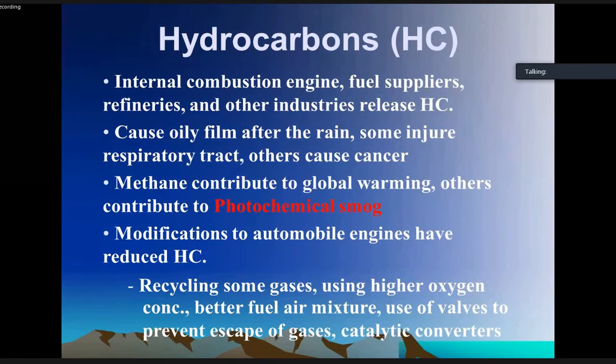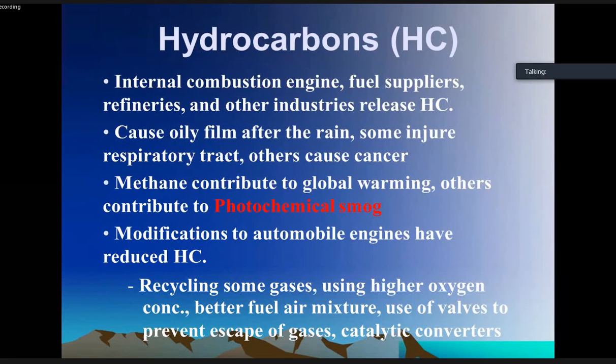Other air pollutants are the hydrocarbons, which result from internal combustion engines, fuel suppliers, refineries, and other industries, and they cause oily films. Because they are in the atmosphere, when there is rain, these hydrocarbons or oils come down to us and cause oily films after the rain. Some injure the respiratory tract, others cause cancers of different types, especially skin cancers. Methane, which we use most of the time in our CNG, contributes to global warming.